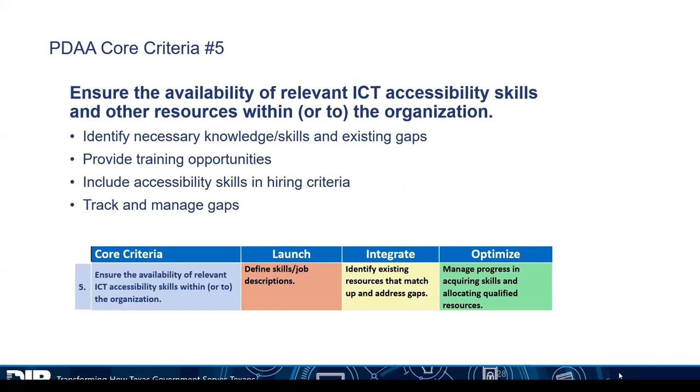And then making sure that you've got skills available to the organization, either within or outside. What you need to do is figure out where the gaps are in accessibility and then provide training opportunities. It's very important when you're hiring developers and programmers that you ask them if they've got those skills and put those in the job descriptions. If they're not there, nobody's going to know about it. You can hire developers and they may know nothing about accessibility, and so now you've got the expense of trying to train them. And then tracking and managing the gaps.